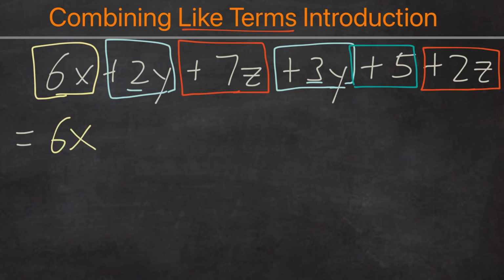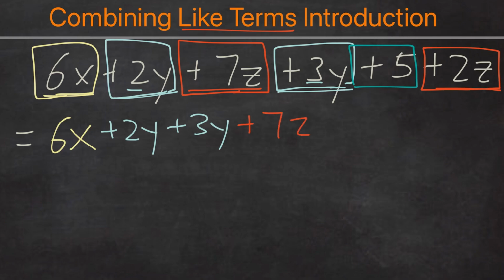So I'm going to rewrite them here. 6x, I write in yellow. And then I'm going to write 2y and then 3y. We put them in order, so this way we know which ones we can add together. Next, we have 7z and 2z. So 7z plus 2z. Next, since the 3y we've already done, because we already placed it right here, the only item left is the 5. So the number 5, we're going to add it right here.